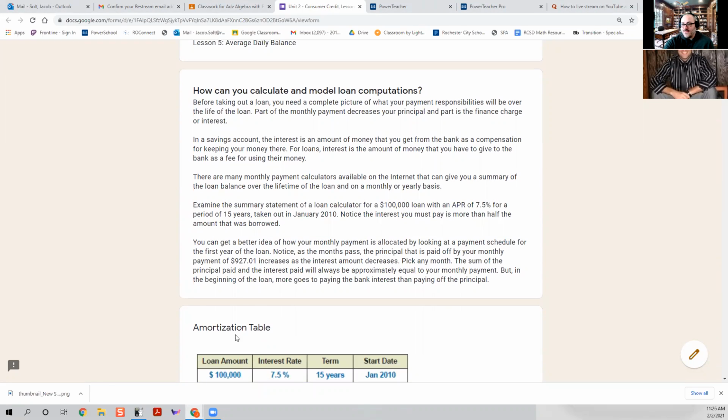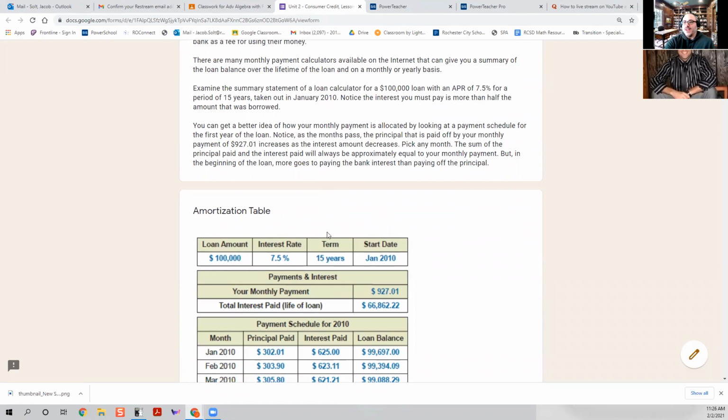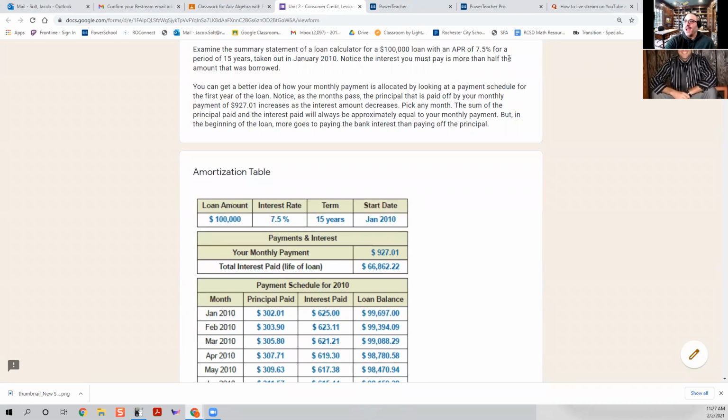So I have here an amortization table, which I'm about to show you. We're going to look at the summary statement of a loan calculator for a $100,000 loan with an APR of 7.5%. Here's our loan amount, $100,000. Here's our interest rate, 7.5%. And it has a term for a period of 15 years. That's our term, 15 years. The loan was taken out in January 2010. What I want you to notice is that the interest you pay is more than half the amount borrowed.